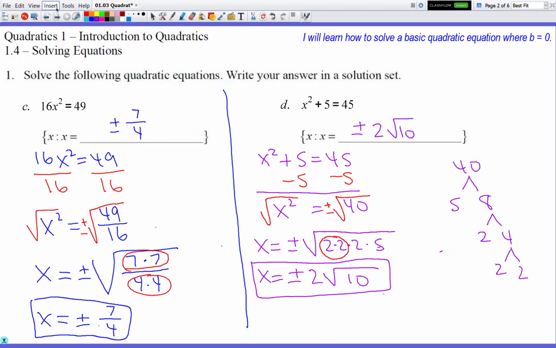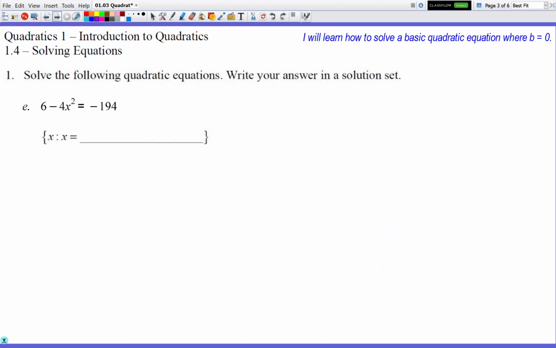Alright, next slide. Okay, last problem for the day, I think. So we have a lot of stuff that's connected to my x. We have a square, we have a negative 4 that's being multiplied to the x, and we have a positive 6. So let's write down the problem so that I can start manipulating it and getting the x by itself.